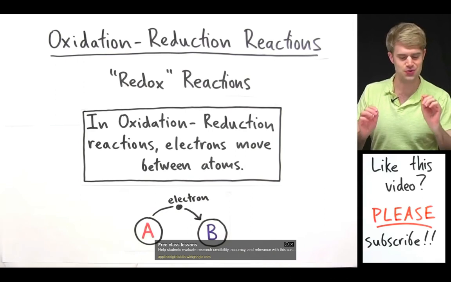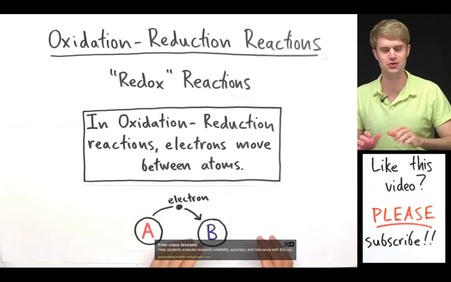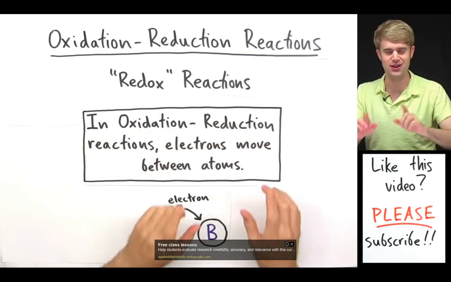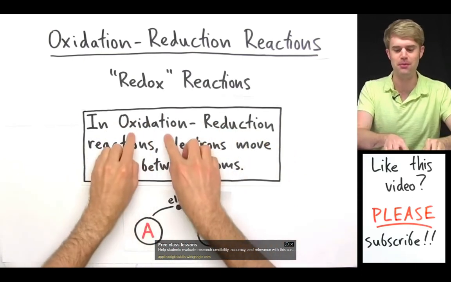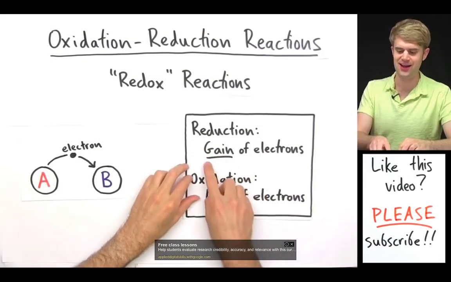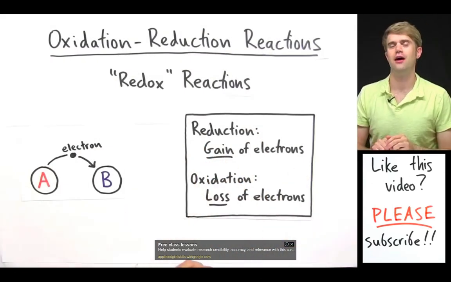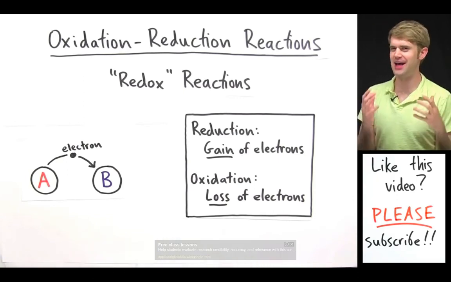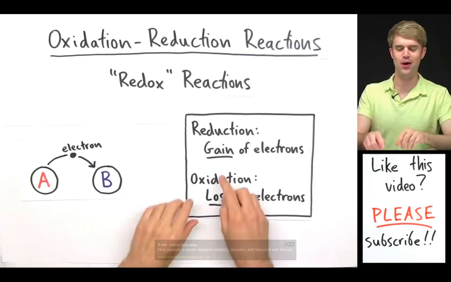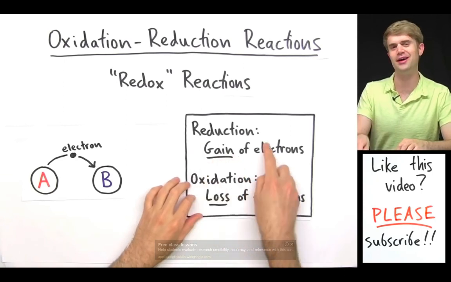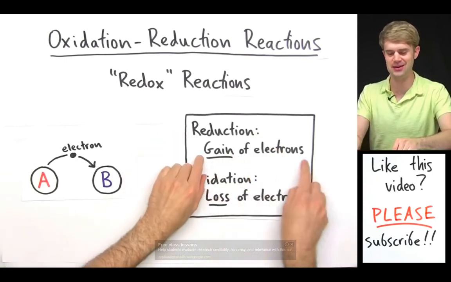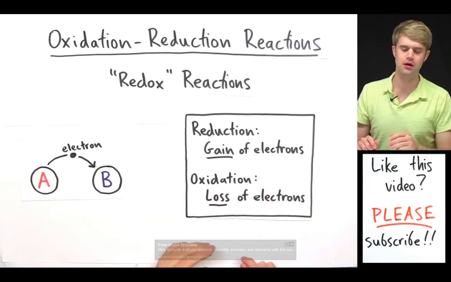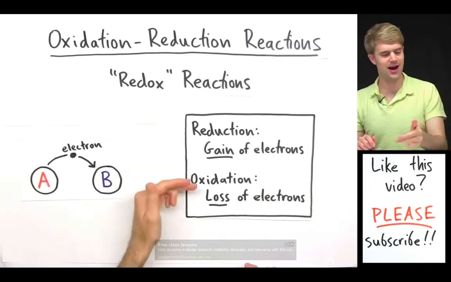Now, we can describe the movement of this electron using the words oxidation and reduction. So let's learn specifically what both of these mean. Reduction is a gain of electrons. I know this seems kind of confusing because usually when you have a reduction of something, you have less of it. We'll talk later about why a gain of electrons is called a reduction. But anyway, reduction, gain of electrons, and then oxidation, which is a loss of electrons. So we've got reduction and oxidation.